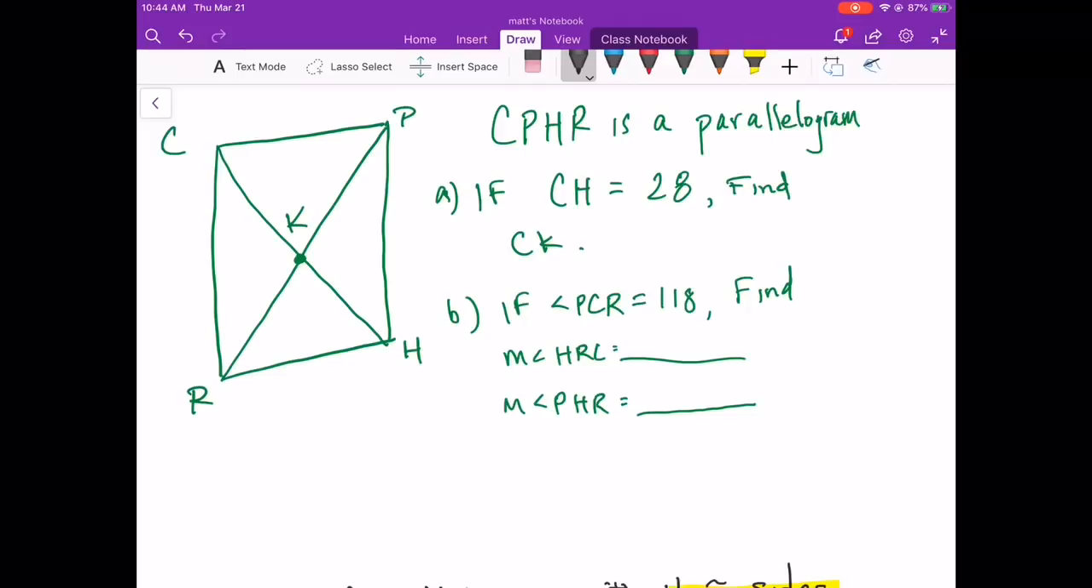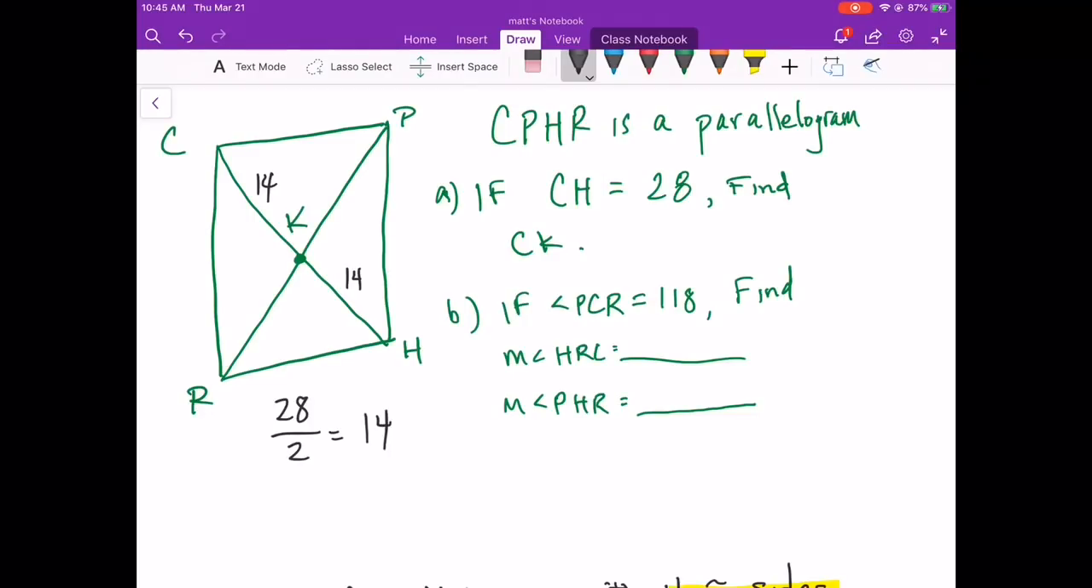Right here, CPHR, and I named it just by tracing around it. CPHR is a parallelogram. If CH, which is that diagonal from C to H, is 28, find CK. Well, remember the diagonals of a parallelogram bisect each other. So if the entire diagonal CH is 28, then each of these pieces must be half of 28, or 14. K would be the midpoint of CH, cut into two equal parts, CK and HK. So 28 divided by 2, that's where we got the 14 from.